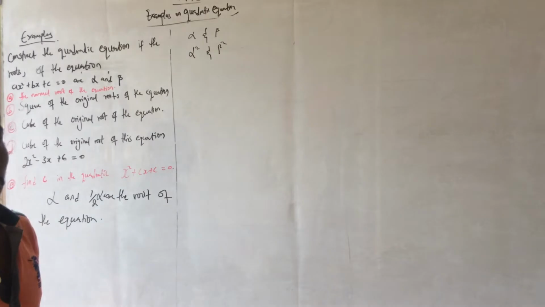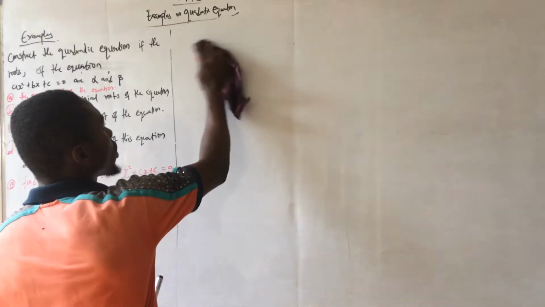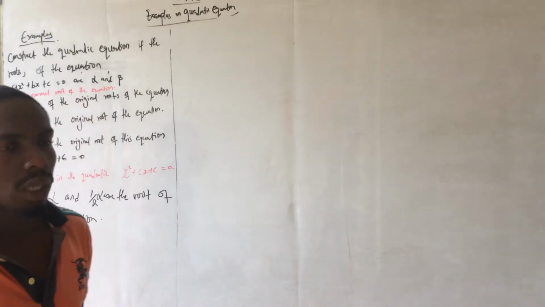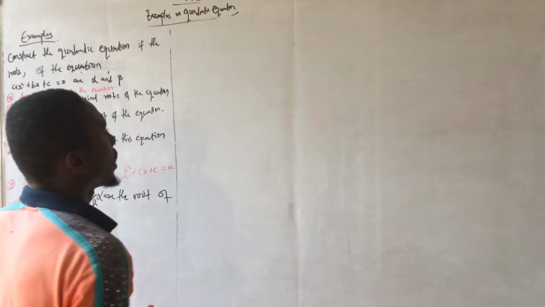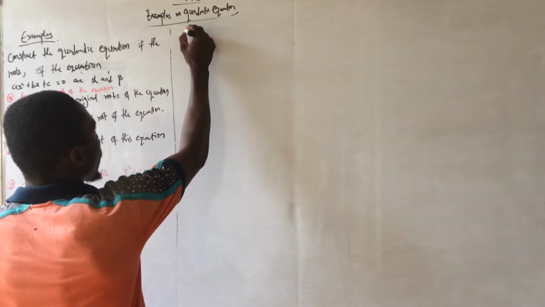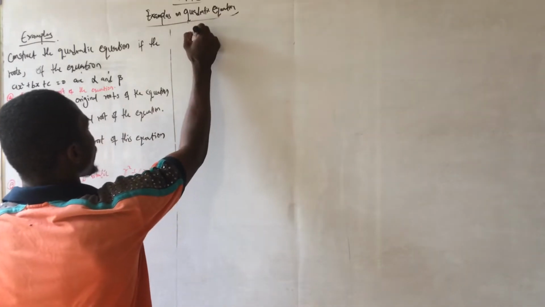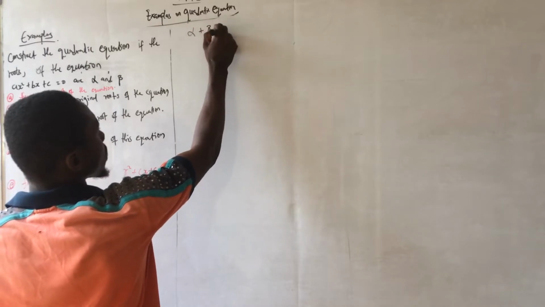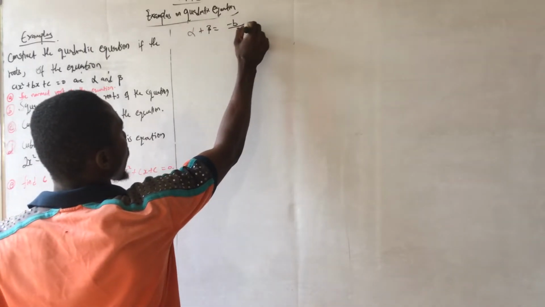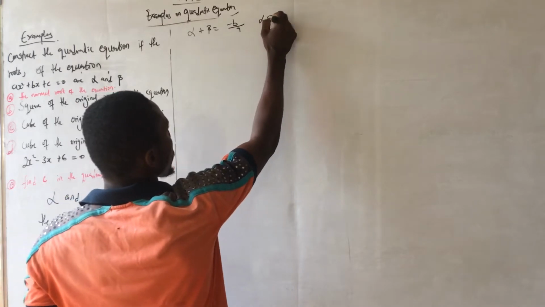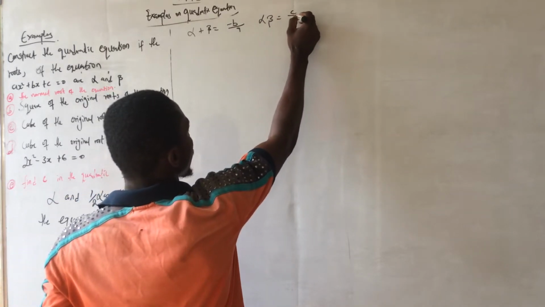So we start from the ones we know to the ones we don't know. And I'm going to be solving this using two methods. The first method is this one: alpha plus beta is equal to what? Minus b over a, and alpha beta is equal to c over a.